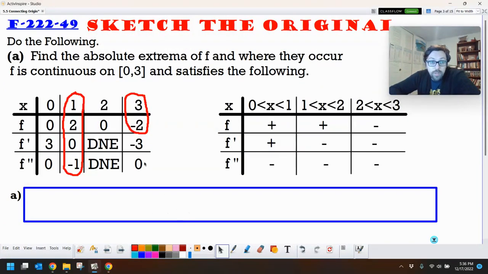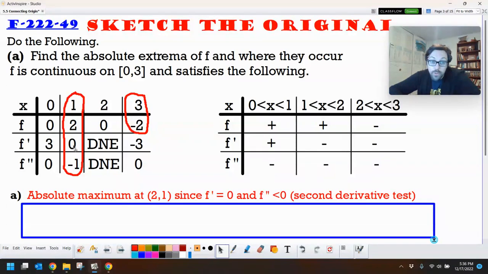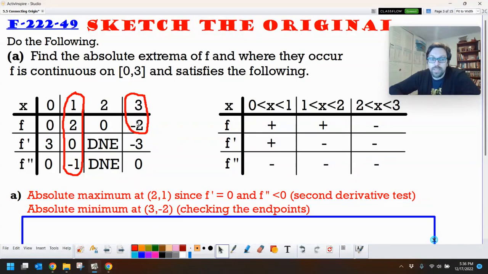Again, in this example, we're going to be trying to get some start of information, and then we're going to actually make a graph this time around. We have absolute maximum right here since our first derivative is 0, and we have a negative second derivative, and we can see that this is the biggest value that we have around. Then we also want to check those endpoints to see if we can have an absolute minimum, and yes, we do. Our absolute minimum value is right here, that we would have to check those endpoints.